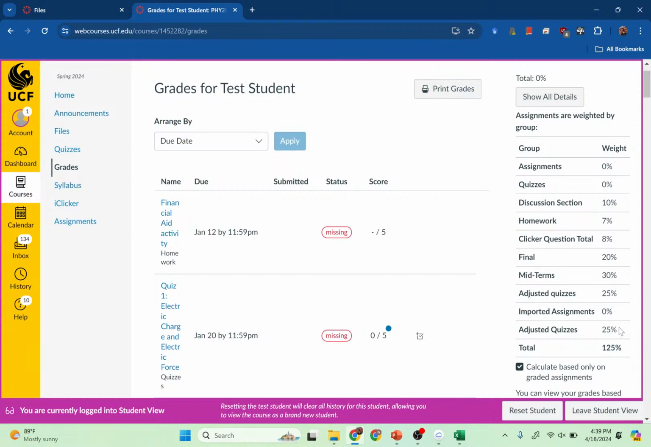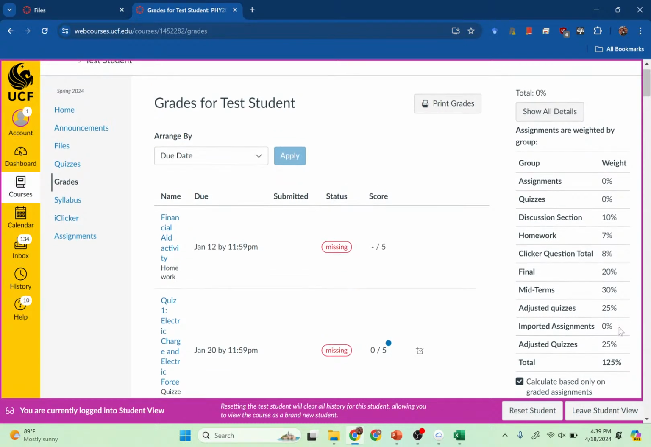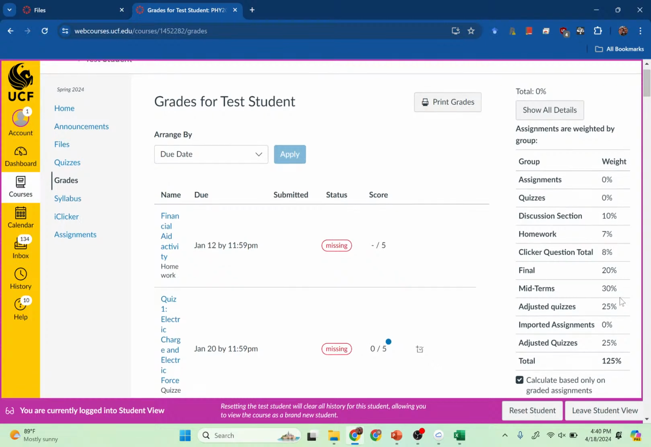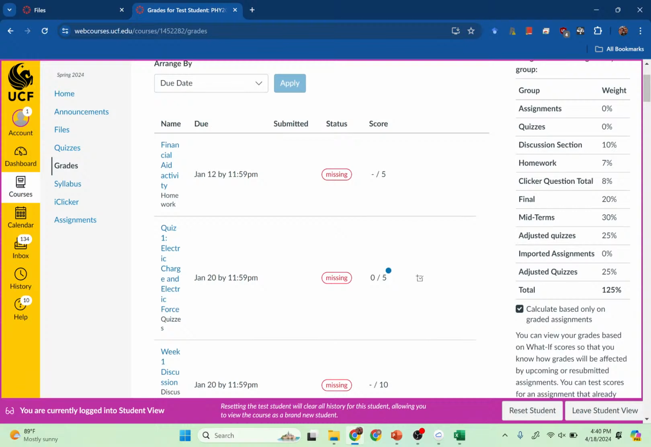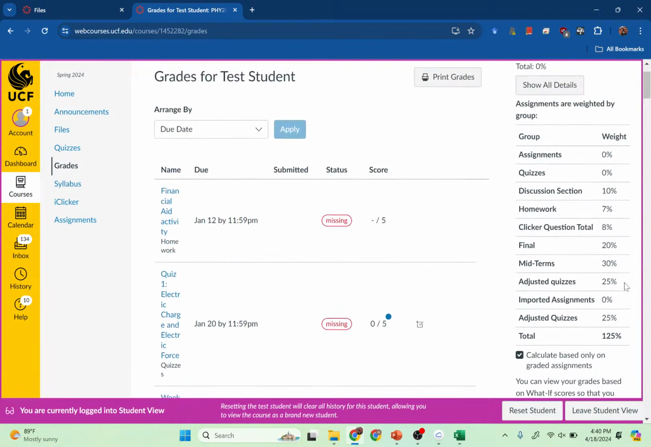And I don't know why it says adjusted quizzes twice. That's weird. I need to look into that. That's unusual, and it's not inflating people's grades. That's the first time I've seen that. I don't know why that's shown up twice. Your grade is not calculated out of 125%. So I'll fiddle with that at some point.